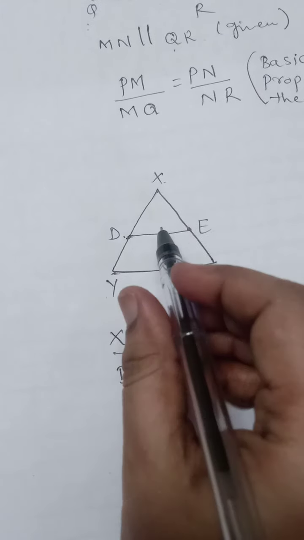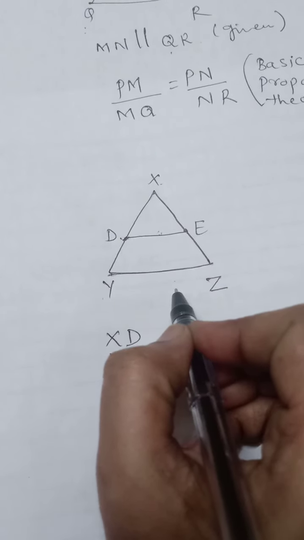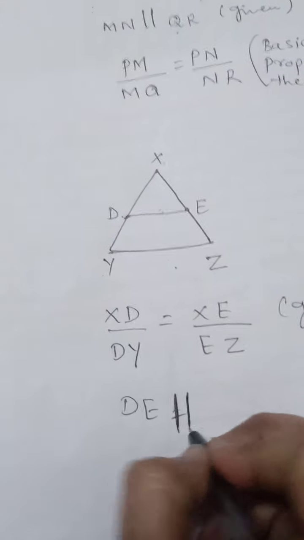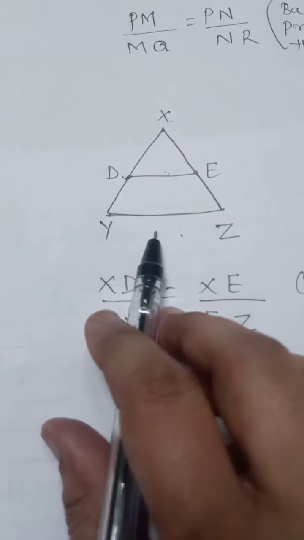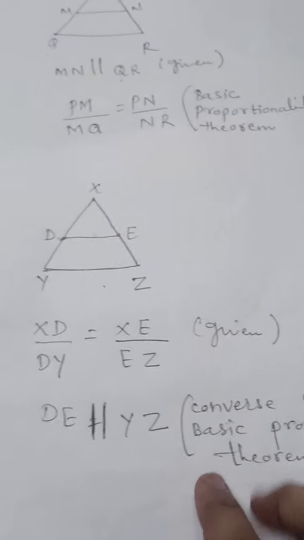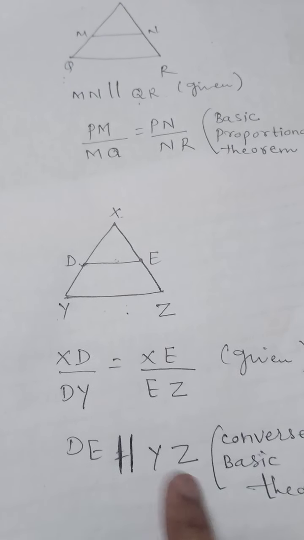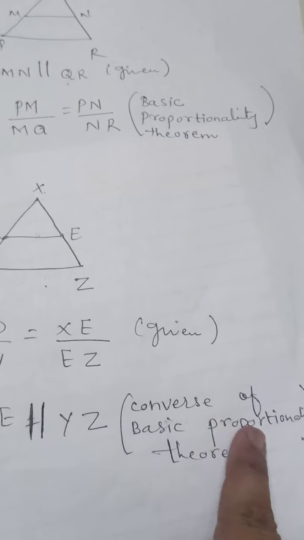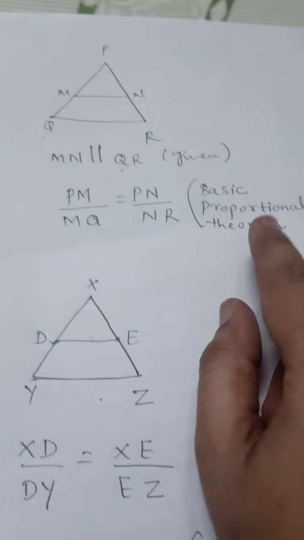Whenever we prove that this segment is parallel to YZ, whenever we are proving that this segment is parallel to any one side of a triangle, then it is called the converse of basic proportionality theorem. Whenever we are proving that one of the segments is parallel to any one side of a triangle, we'll use the reason converse of basic proportionality theorem. And if it is given that they are parallel, then it is basic proportionality.